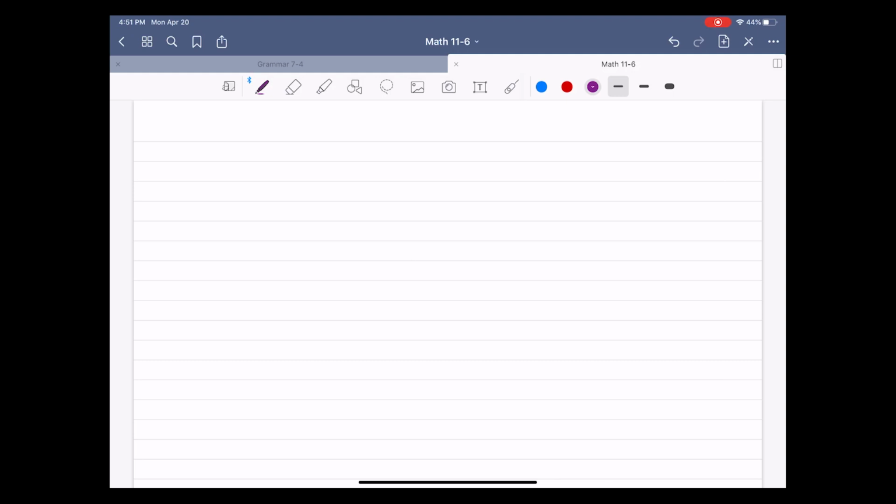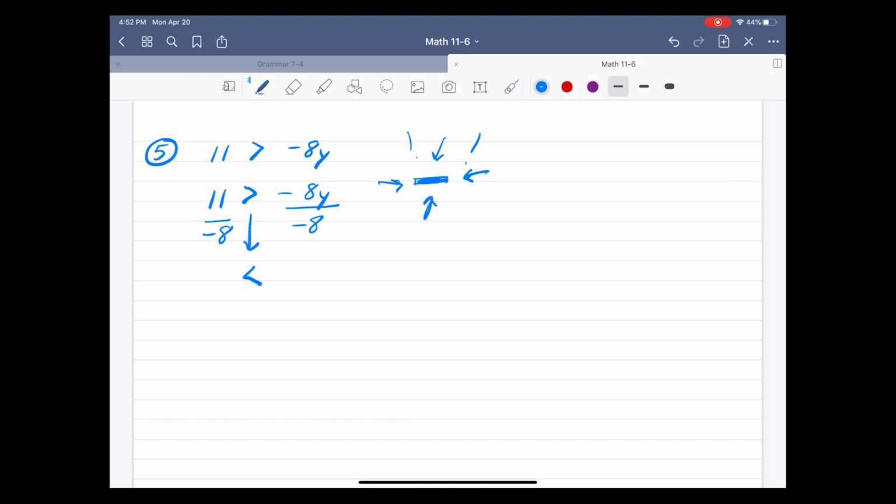So it checks. Number 5. 11 is greater than negative 8y. So I want to solve for y. I've got to divide by a negative 8, and I have to divide by a negative 8. This should be a huge red flag because we are dividing or multiplying by a negative. So what happens to the sign? It has to be flipped.